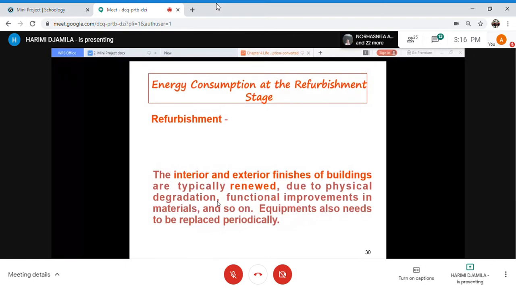Anything linked to maintenance, probably someone needs to reconstruct a wall, whatever it is, is still to be included. Equipment should not be ignored as well during the refurbishment stage.